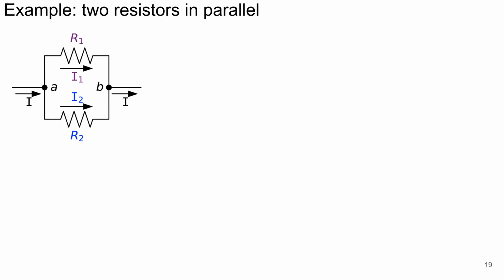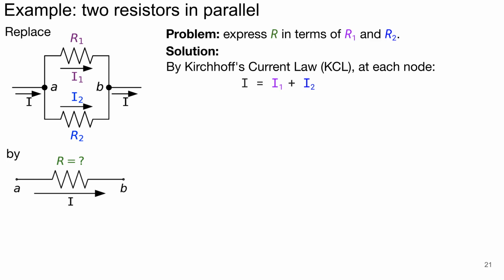Current I, flowing in the reference direction shown by the arrow, enters node A and splits up into currents I1 and I2, flowing through resistors R1 and R2, respectively. The question we explore here is whether the two resistors connected in parallel can be replaced by one resistor so as to produce the same current voltage characteristic between nodes A and B. By Kirchhoff's current law applied to node A, current I equals the sum of the currents I1 and I2. The same holds at node B.